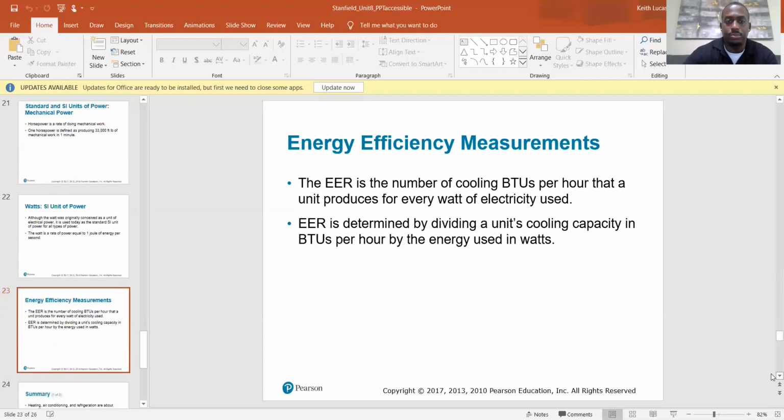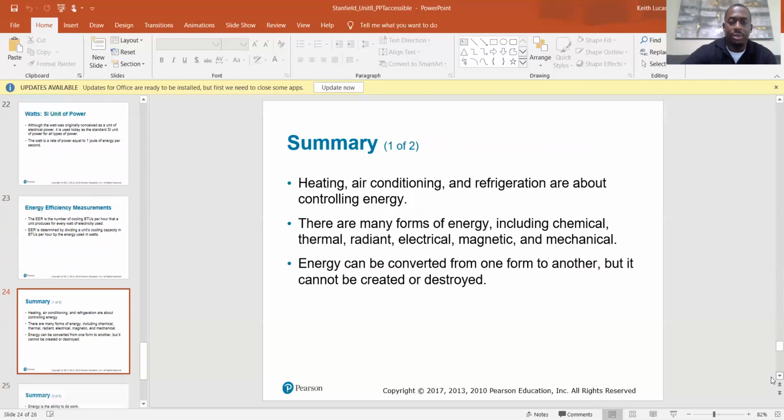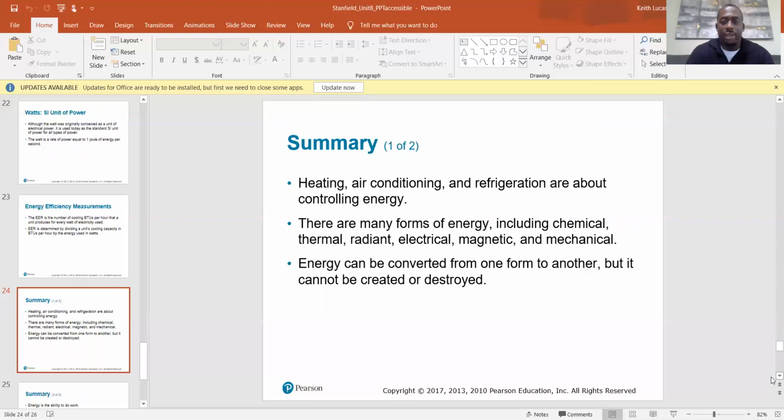Energy efficiency measurements. The EER, or the energy efficiency ratio, is the number of cooling BTUs per hour that a unit produces for every watt of electricity used. EER is determined by dividing a unit's cooling capacity in BTUs per hour by the energy used in watts. So you'd need a watt meter to figure out the EER of, like, a furnace.